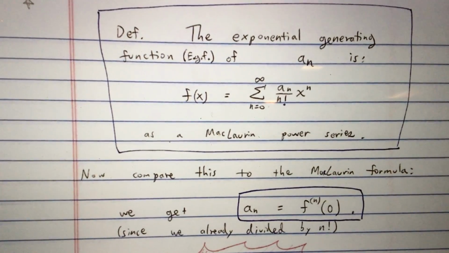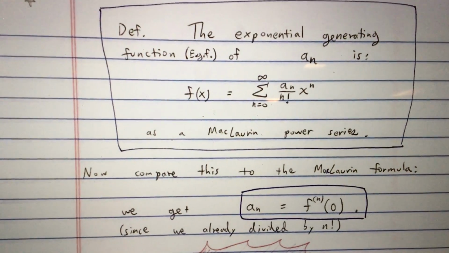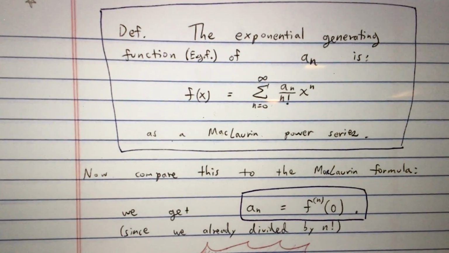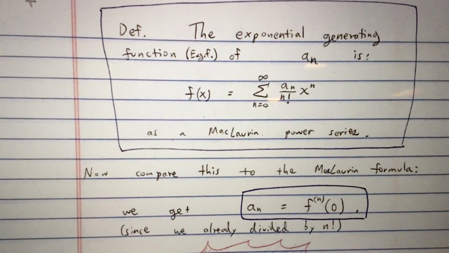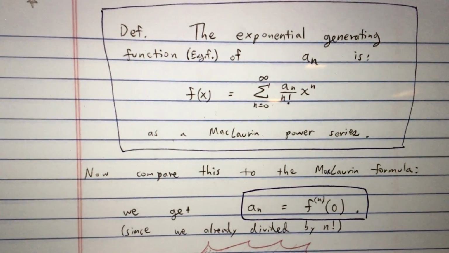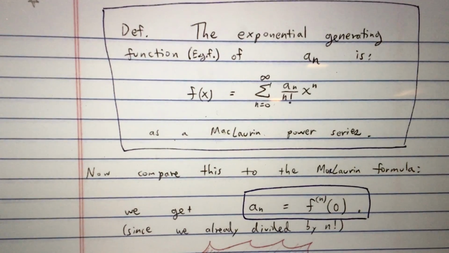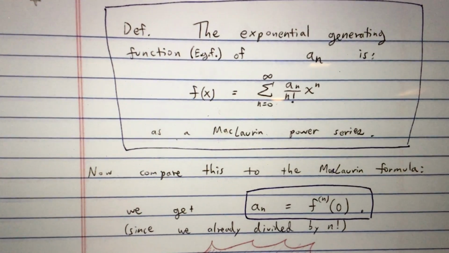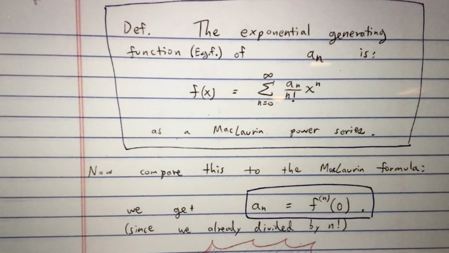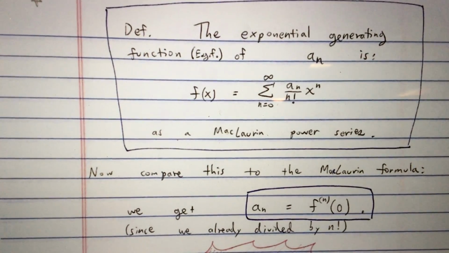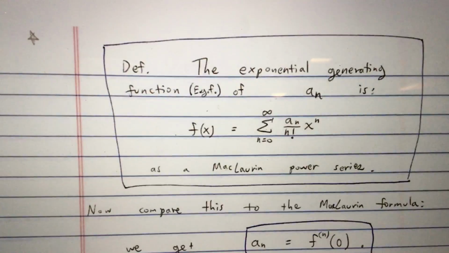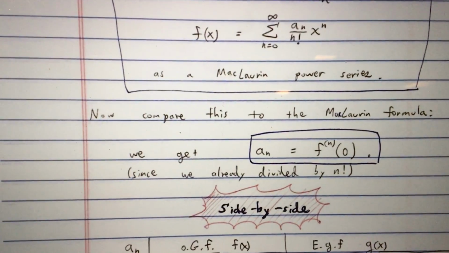Instead of using a sub n as the coefficient, though, we use a sub n divided by n factorial as the coefficient, which agrees with what we said previously, that a sub n can be found by taking the coefficient and multiplying by n factorial. I'll write that down again in a second. But compare this one to the Maclaurin formula. Remember, the Maclaurin formula has a coefficient nth derivative at 0 divided by n factorial. But here we've already divided by n factorial, so a sub n is exactly equal to the nth derivative, plug in a 0.